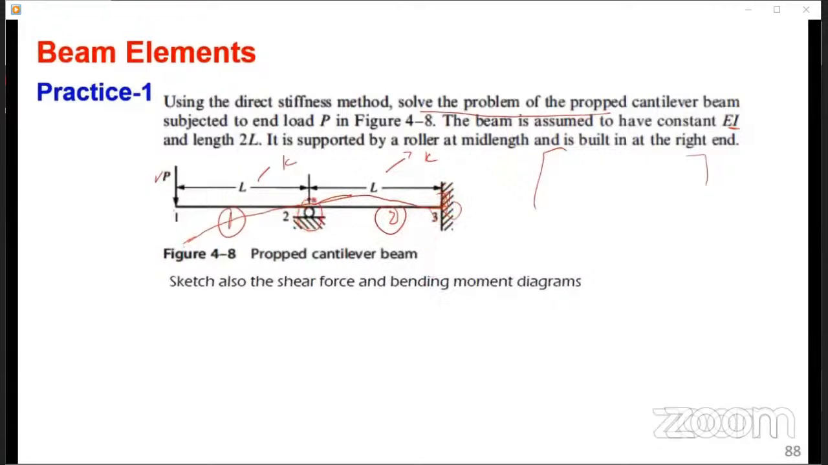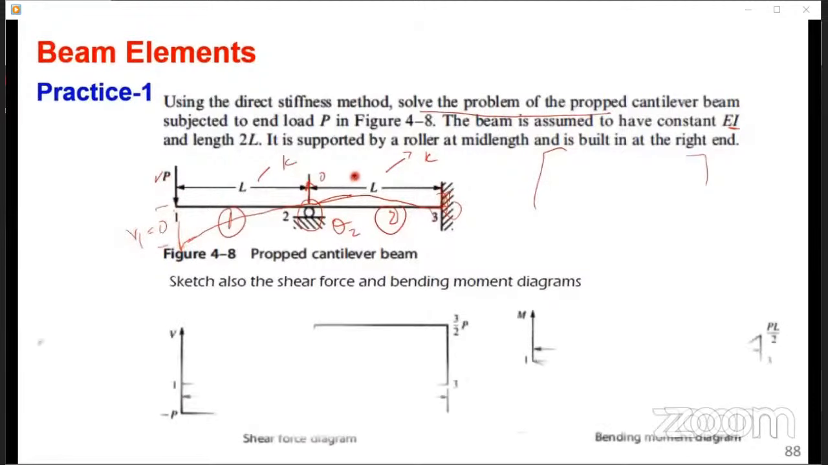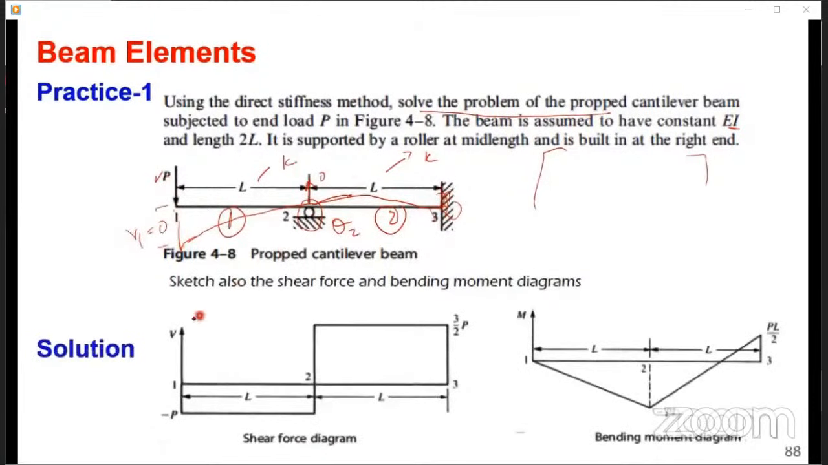So at this node, we know that we are going to have a rotation theta. Of course, vertical displacement here is zero. So we are going to get theta 2. In this node 1, what is required is V1, the displacement. Okay. So this is a solution you should target to see whether you can get something like this. For the shear force, this is a typical case. And for the bending moment, it's something like that. Of course, before you get to this is the last stage. You have done all the calculation.